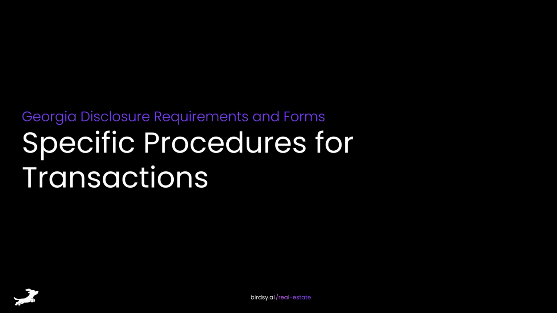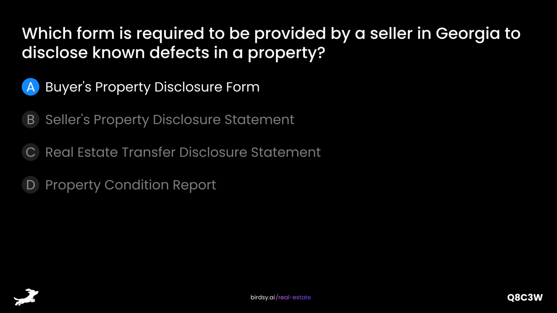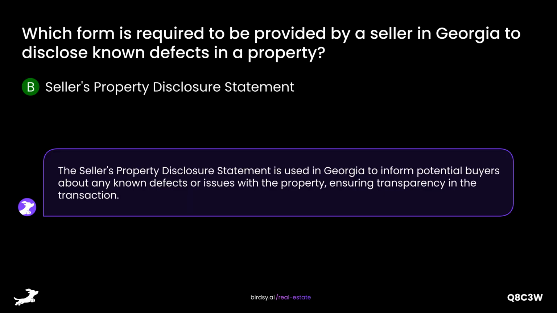Specific procedures for transactions. Which form is required to be provided by a seller in Georgia to disclose known defects in a property? Is it A, buyer's property disclosure form, B, seller's property disclosure statement, C, real estate transfer disclosure statement, or D, Property Condition Report? The answer is B, Seller's Property Disclosure Statement. The seller's property disclosure statement is used in Georgia to inform potential buyers about any known defects or issues with the property, ensuring transparency in the transaction.